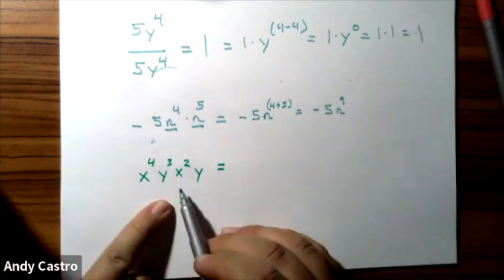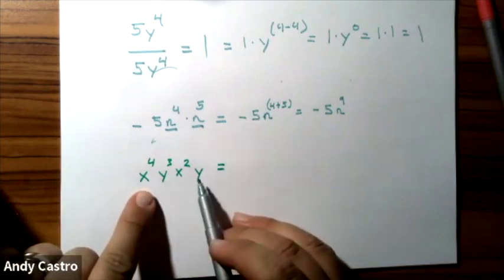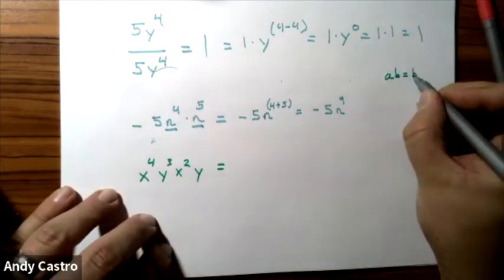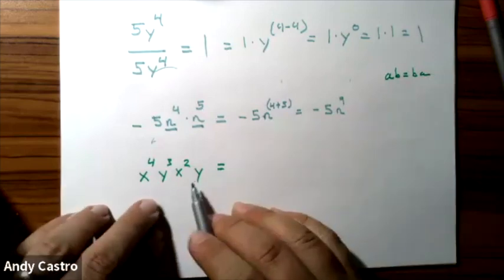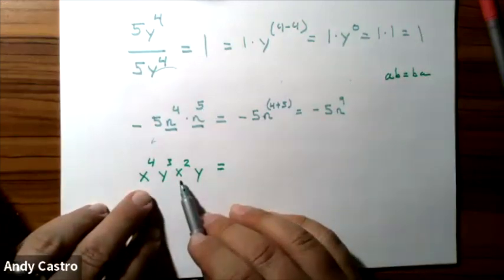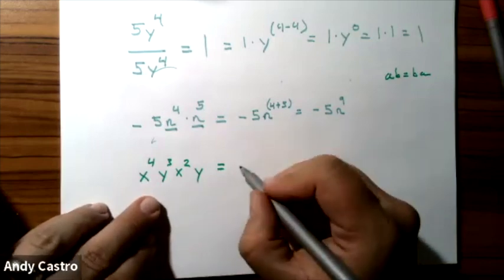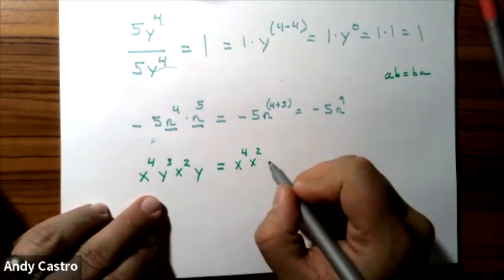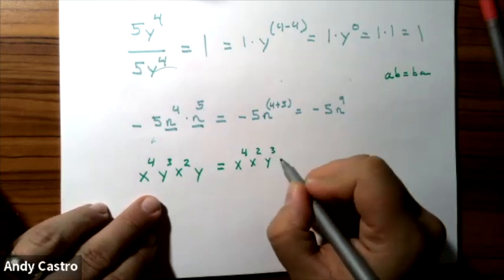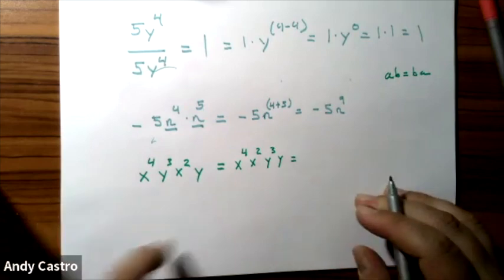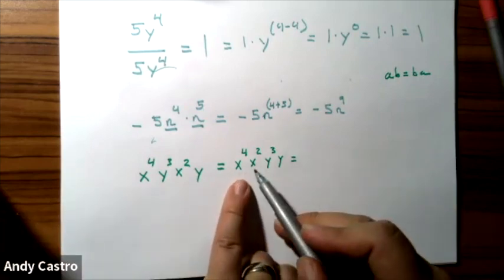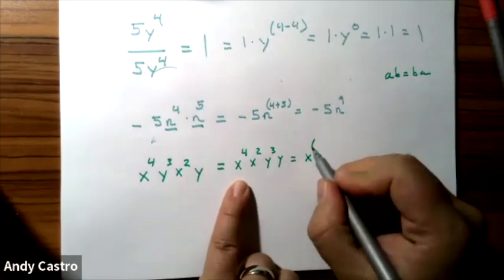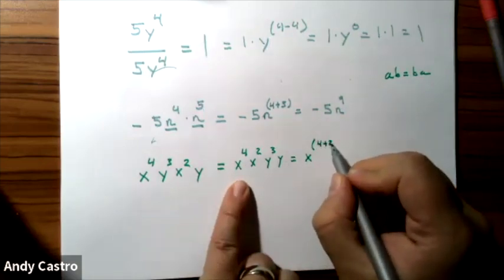Well, I can order multiplication in any order I want. If you remember, a times b is the same thing as b times a. So what I'm going to do is put my x's together and my y's together. So x to the fourth times x to the second times y to the third times y. So this x and this x are the same base, so I can add those exponents. X to the 4 plus 2.